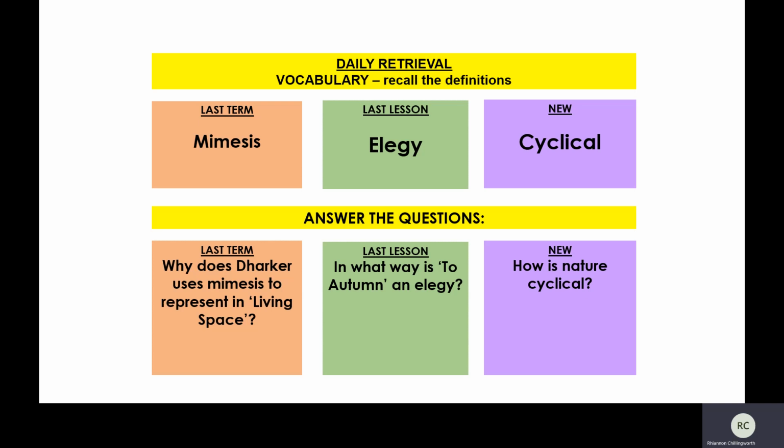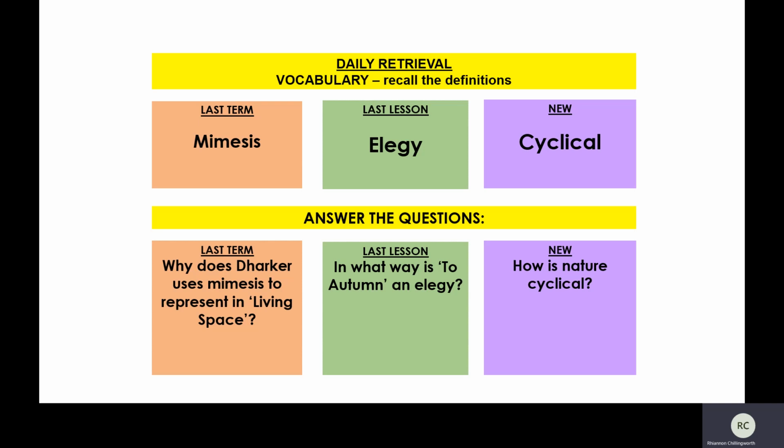So we're going to revise mimesis. Think about what mimesis is referring to and why Darker uses mimesis. What does Darker use mimesis to present in Living Space? So think about how she uses mimesis. What does that mimesis represent in Living Space?